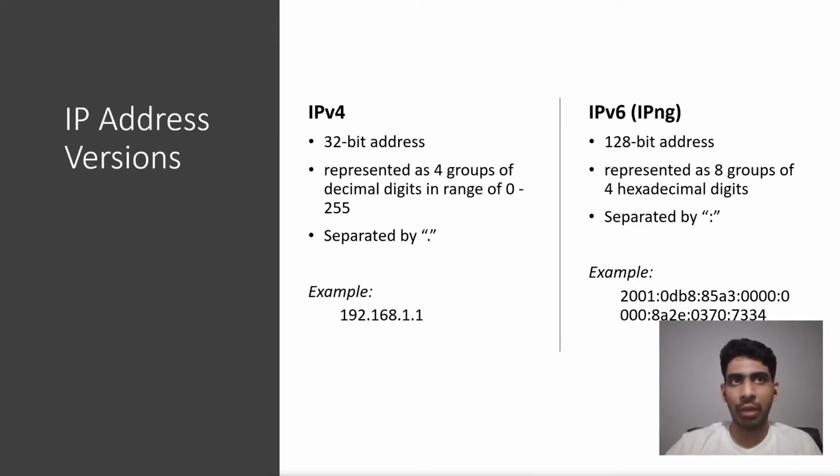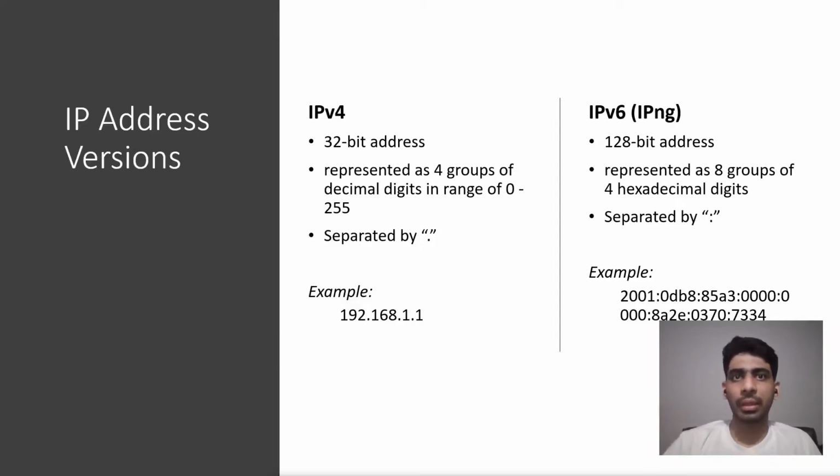Let's see. Okay, we have IP address versions here. There are two IP address versions, IP version 4 and IP version 6, and IP version 6 is also known as IP next generation. Earlier we only had IP version 4, and now we are using both IP version 4 and 6. Version 6 was created for the high number of devices that will connect in the next few decades, and even now we are using IP version 4 to address this issue of multiple millions of devices connected to the network.